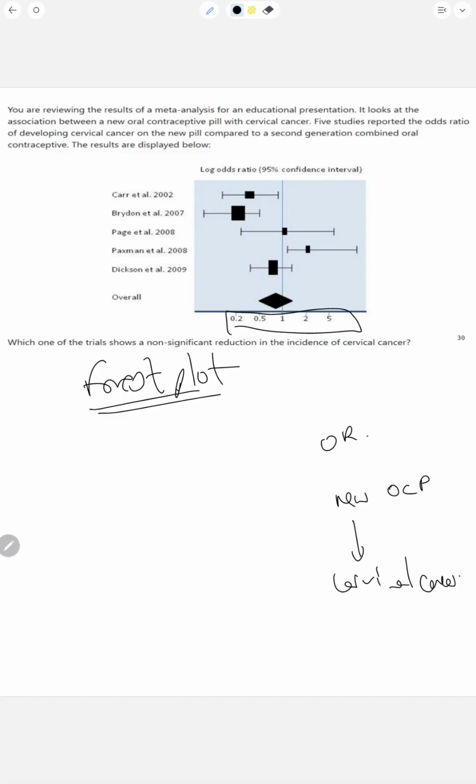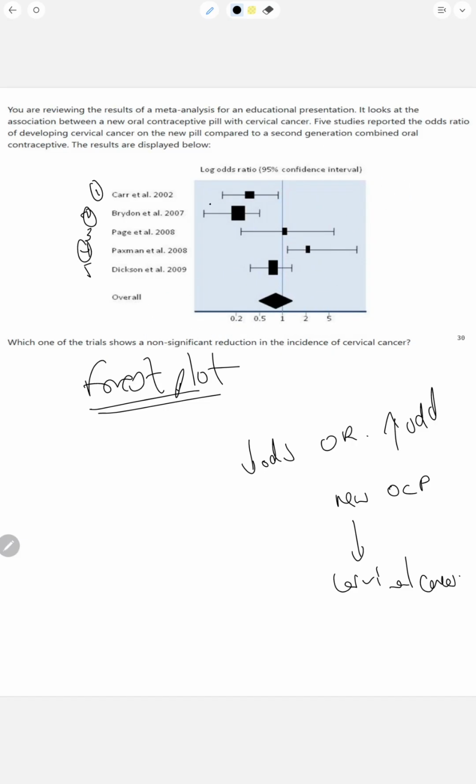Anything generally that is greater than 1 means increased odds, and less than 1 going this way means decreased odds. So anything on this side of the number line, over this null line, means there was an increased risk, and anything on this side means there was a decreased risk. Fine. So this is the meta-analysis, the systematic review that we did. We had 1, 2, 3, 4, 5 studies, and this is what their conclusions were.